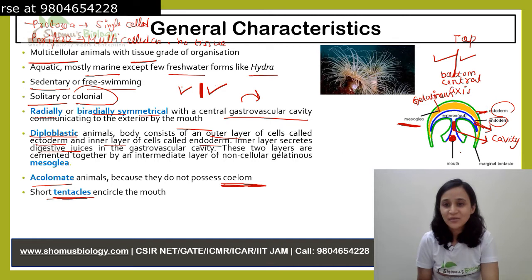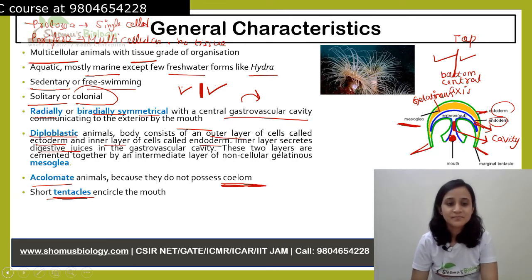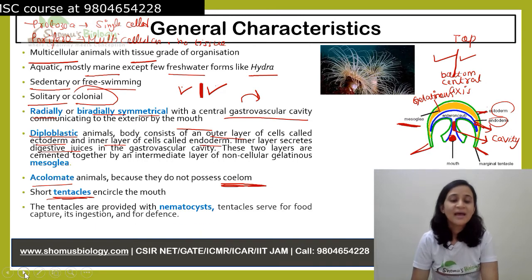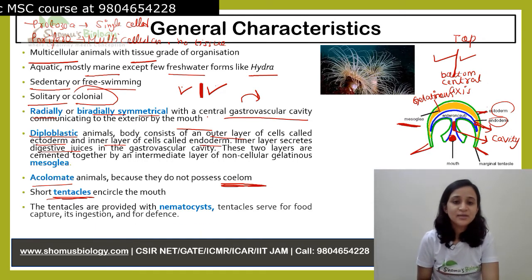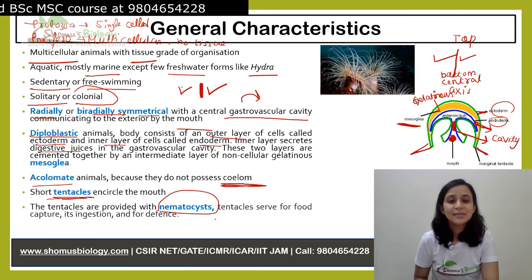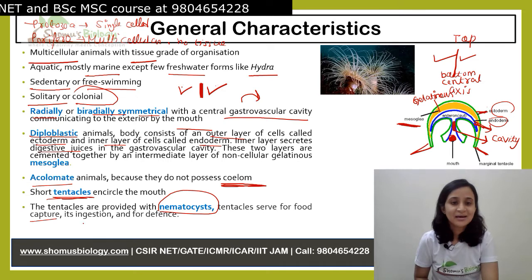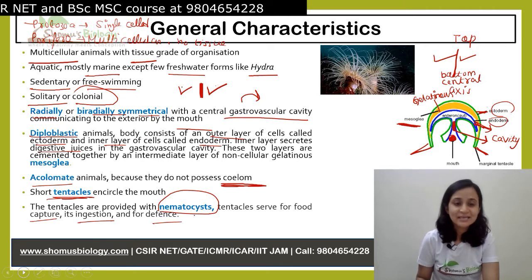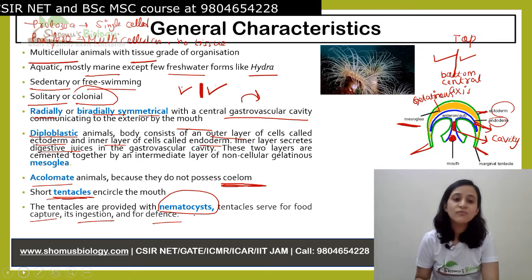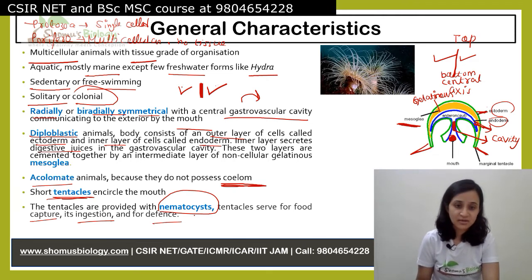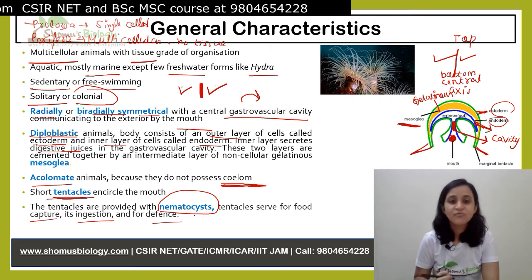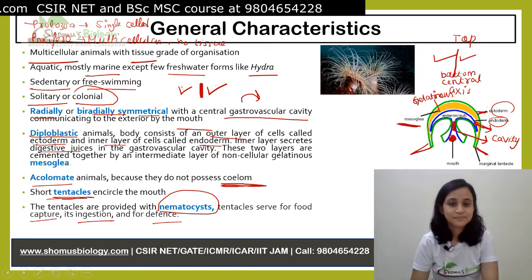In this picture you can see these are the tentacles, and the tentacles are provided with nematocysts. This is a very important thing you have to remember: nematocysts are cells found in tentacles. Tentacles serve for food capture and ingestion and for defense, and tentacles are made up of nematocyst cells.